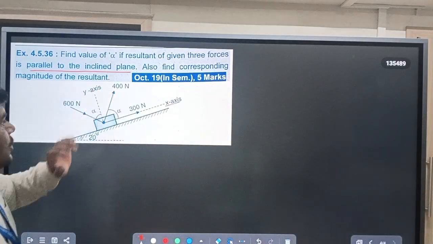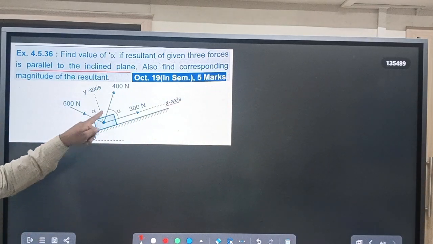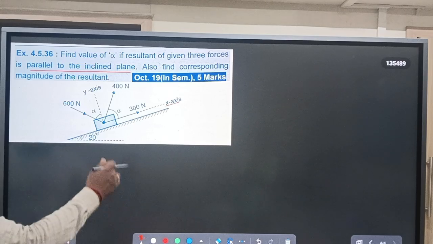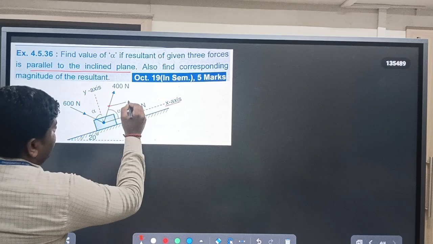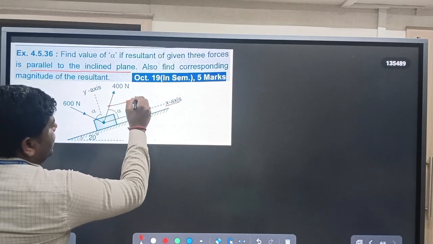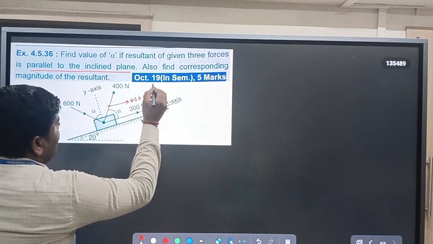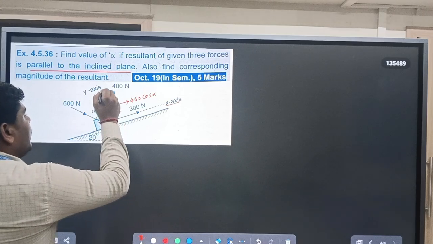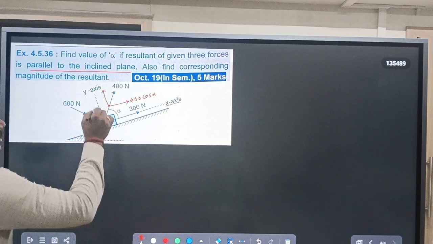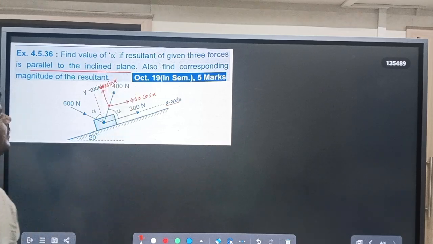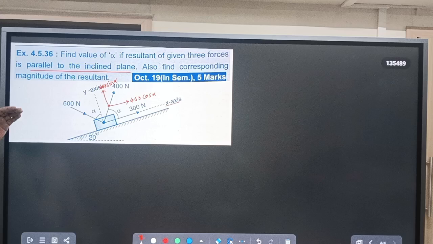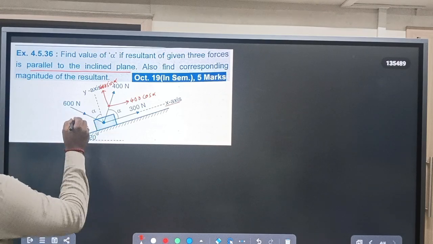First we will resolve 400. For that, the angle given is alpha. Again, alpha is with the x-axis. That means this line carries the cos component, that is 400 cos alpha, and the vertical line carries the sin component, 400 sin alpha. Now here this 600 Newton force is moving toward the block.